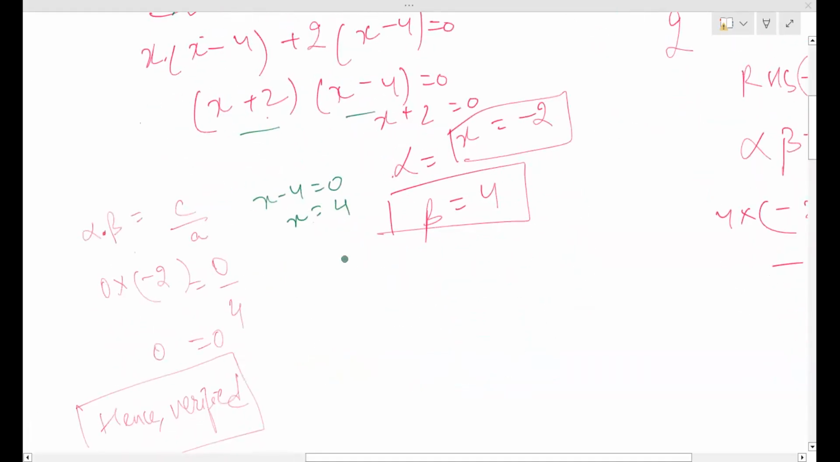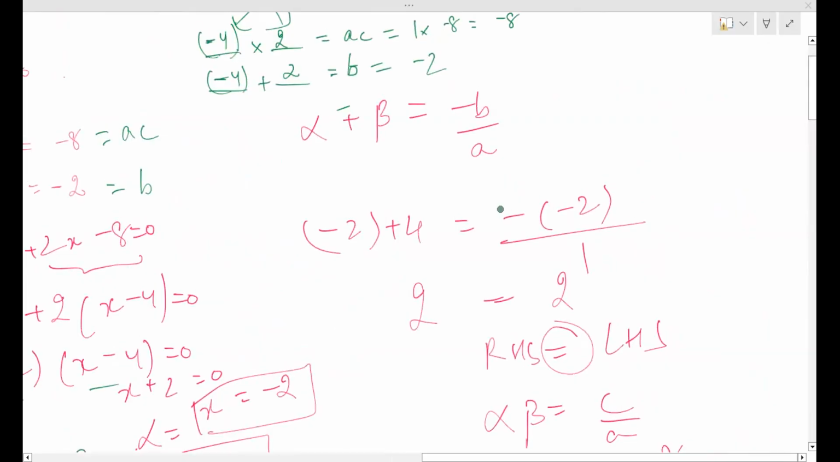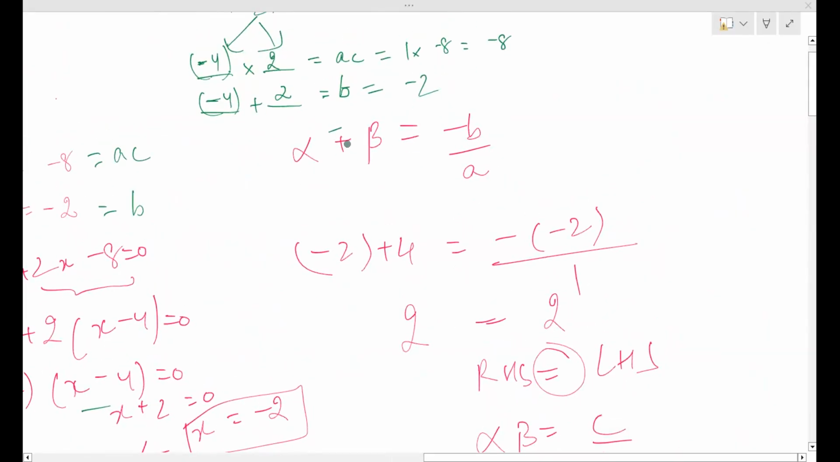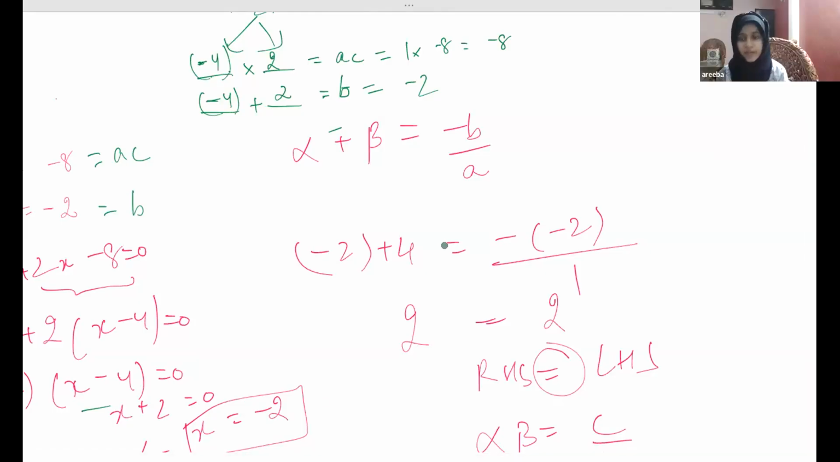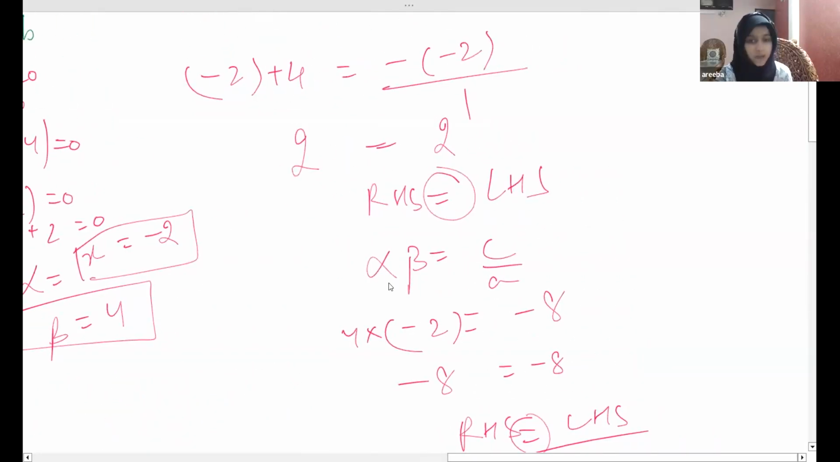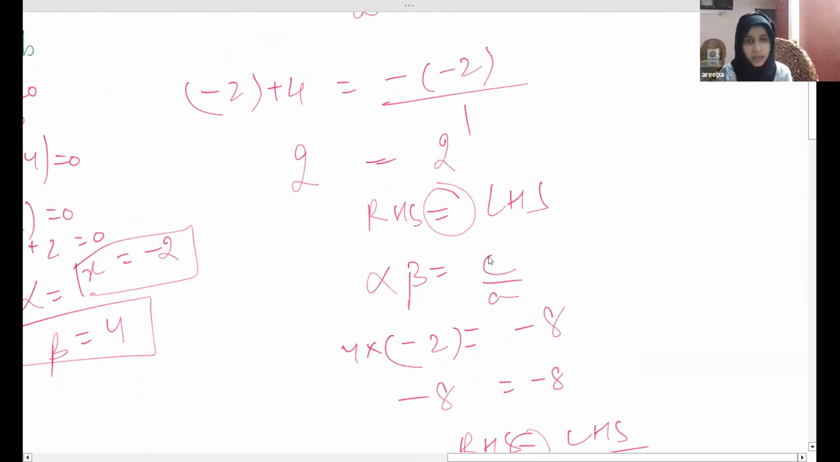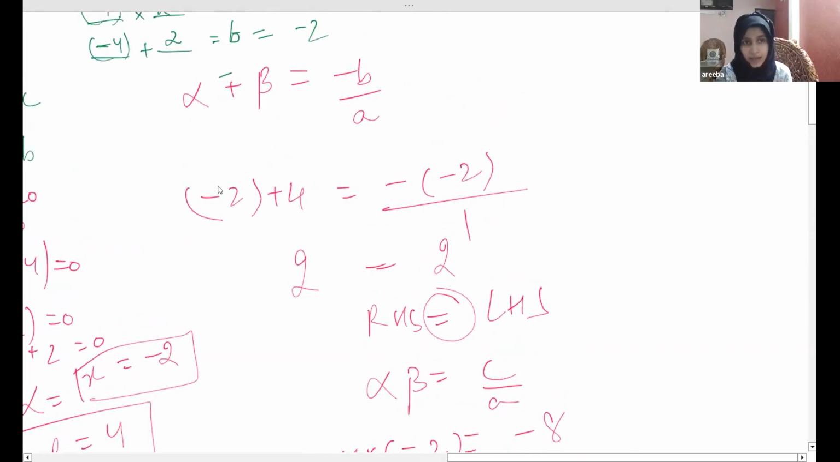All right. So now we have to verify the relationship, right? First is alpha plus beta. Alpha plus beta's value is minus b by a, correct? I've made you learn this one. And alpha into beta is c by a, correct? So what is our alpha? Which was the first zero? Minus 2. Just now we have calculated, right? And beta was 4. So minus 2 plus 4.